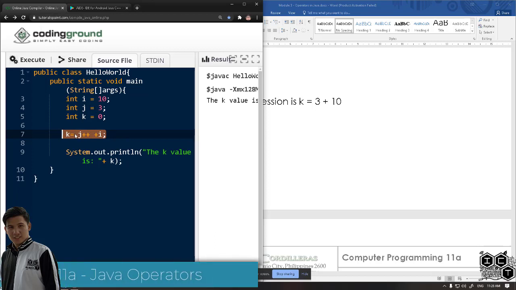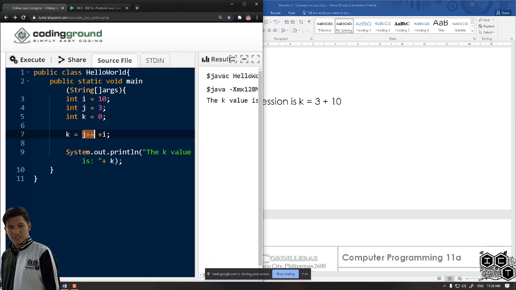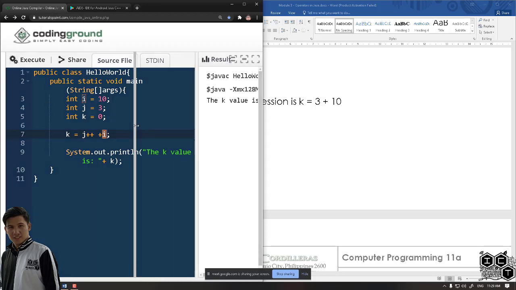Okay? Itong j plus plus, mas madalas siyang gamitin inside loops. Pero pag mga simple equation na ganito, hindi. Mas gusto ni Java na ganito ang plus plus natin. Pagka yung ganyan, it will still be executed as 3 plus the value of I here, which is 10, which is 13. Ang weird.